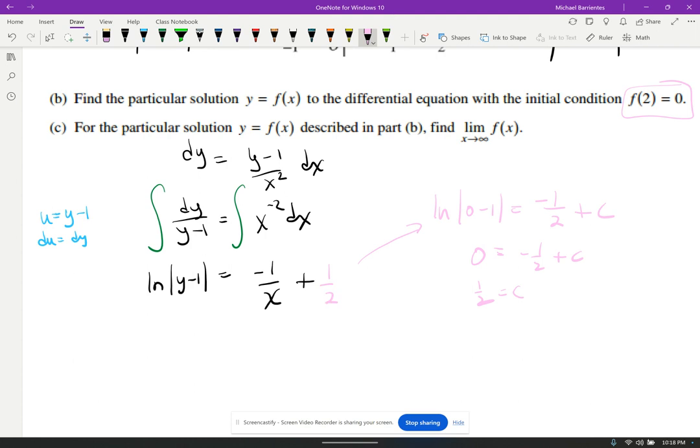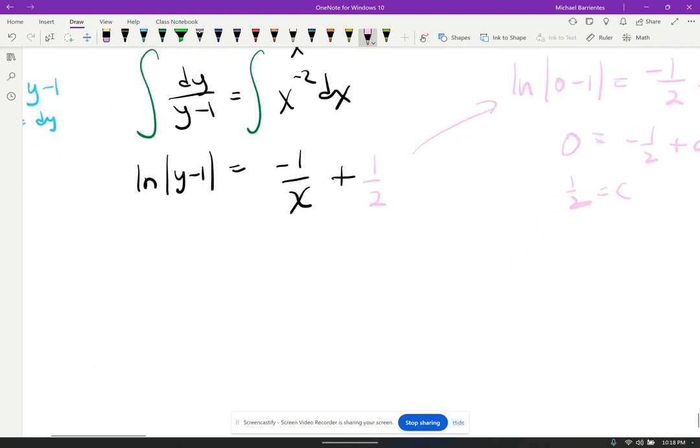Now, where do I go from here? Well, we're trying to figure out the y equation, right? So the equation in terms of x, but as y equals something. So I'm going to take e to this side, and I'm going to take e to this side. So over here, these are going to undo each other, and I'm left with y minus 1.